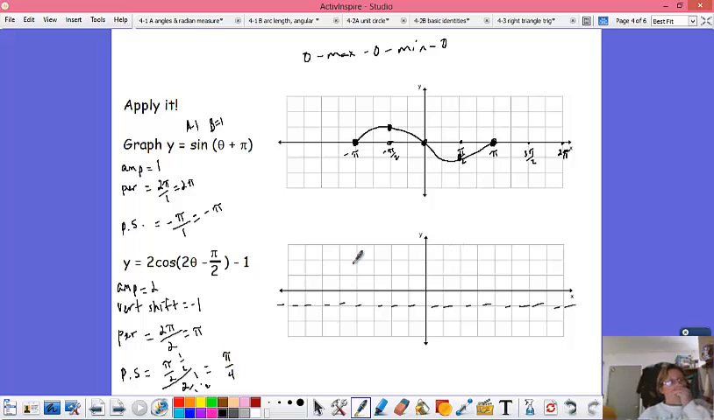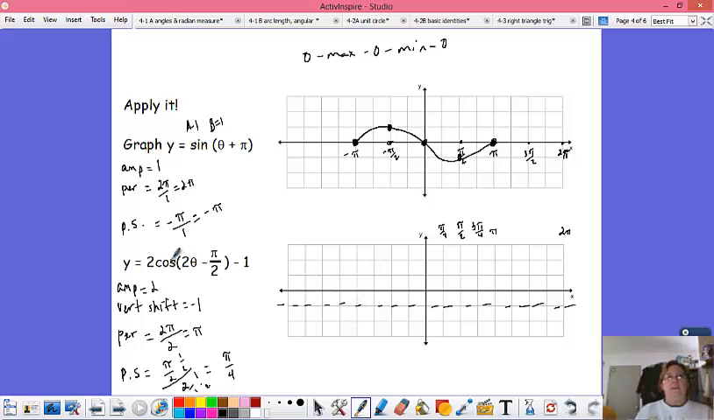Alright, so if I make this pi fourths, and I'm going to just write that up here, pi fourths, that would mean that this is 2 of those, pi halves. There's 3 pi fourths right there, and here's pi, 4 pi fourths. So out here would be 2 pi. And let's see if we can't graph this thing.